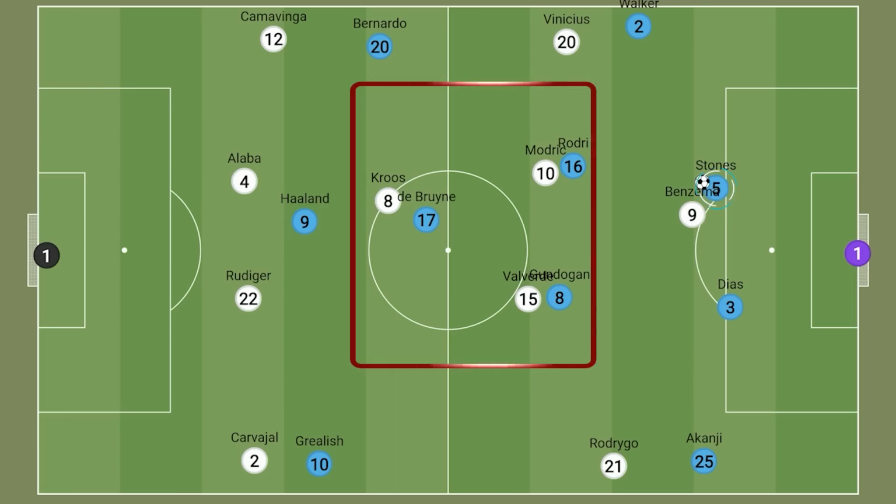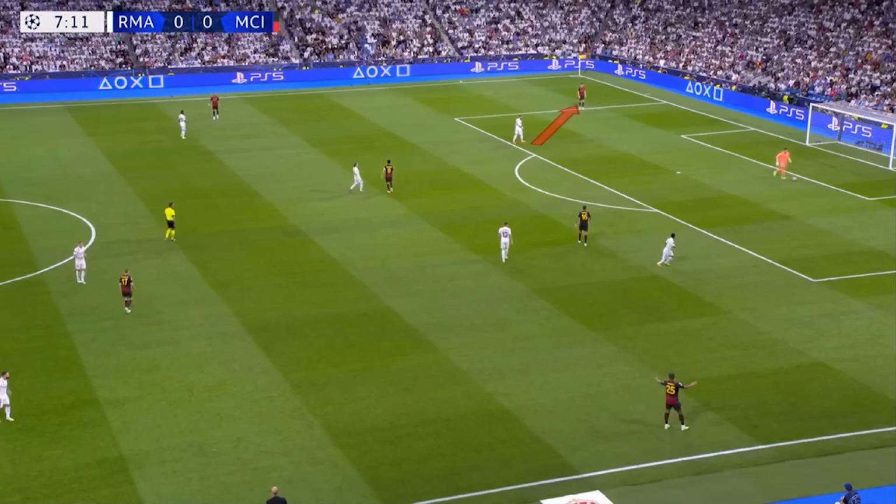So here we see it from a goal kick situation, where Benzema is on Stones, forcing him to remain deep, whilst Rodrigo is ready to apply pressure onto Diaz, meaning that Modric and Valverde can worry about the deeper City double pivot, and Kroos tracks De Bruyne higher.